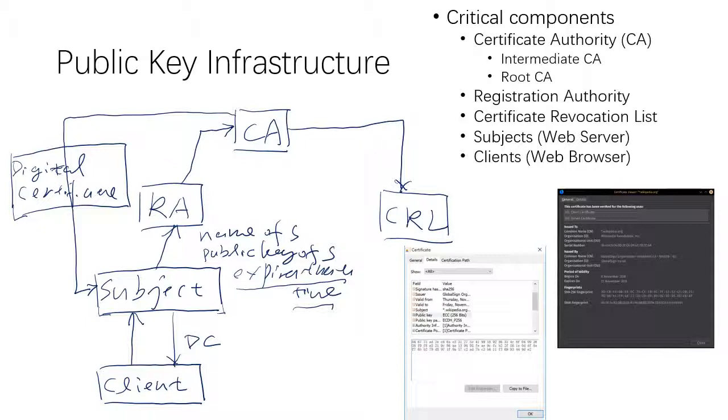Whenever the client receives a digital certificate, he first needs to check whether the digital certificate is stored in the CRL. If it is listed in the CRL, then the digital certificate is revoked, and the client will no longer believe in it. If the digital certificate is not in the CRL, then the client goes ahead to verify the authenticity of the digital certificate, and if the verification passes, then he can trust the subject or the web server.